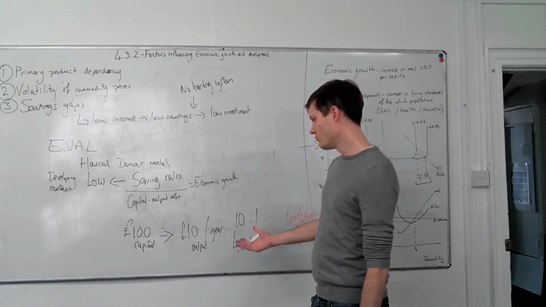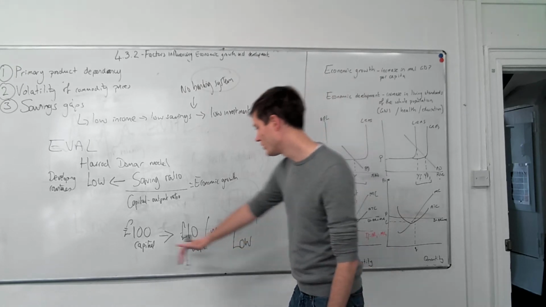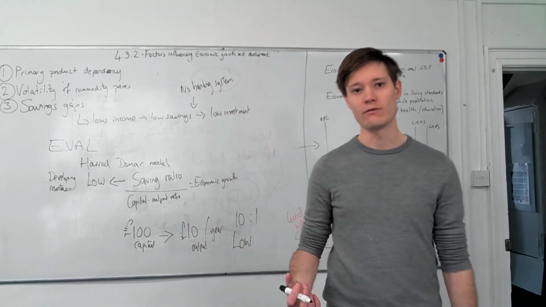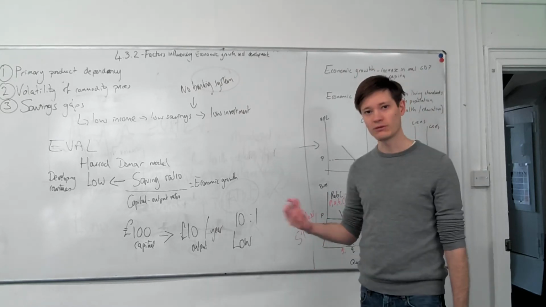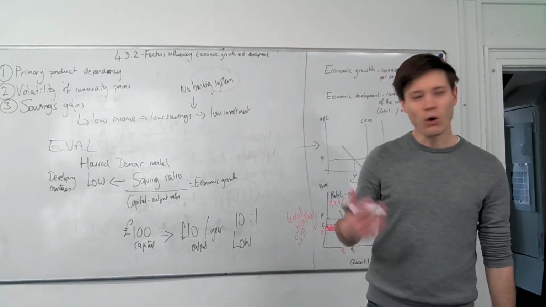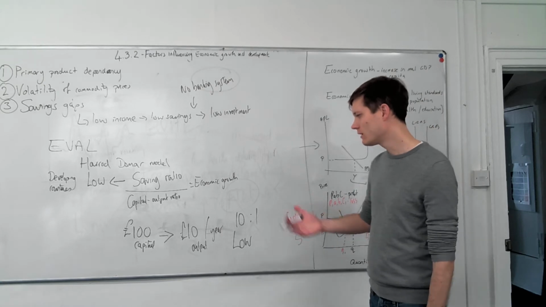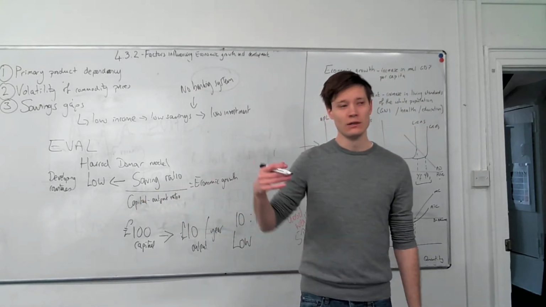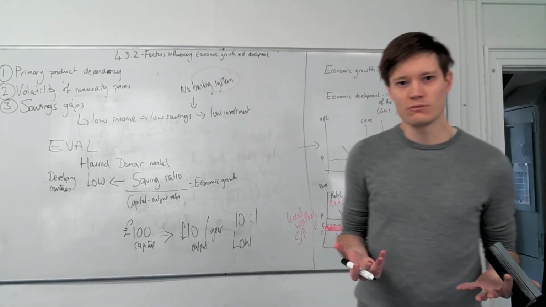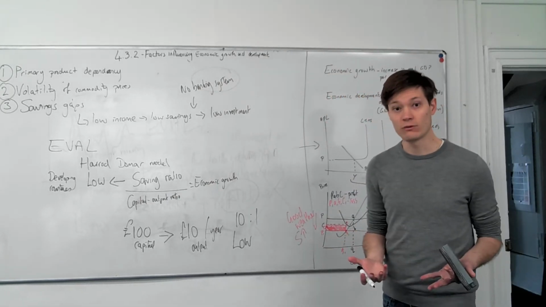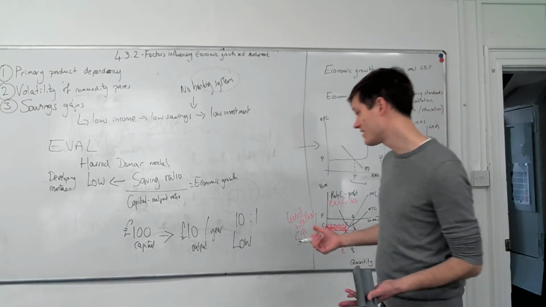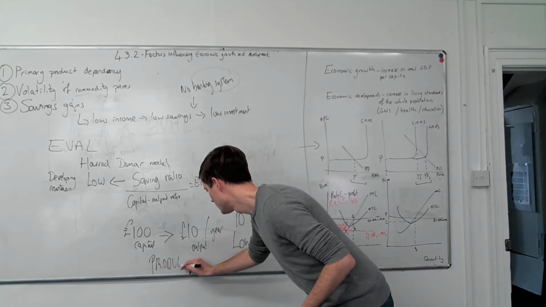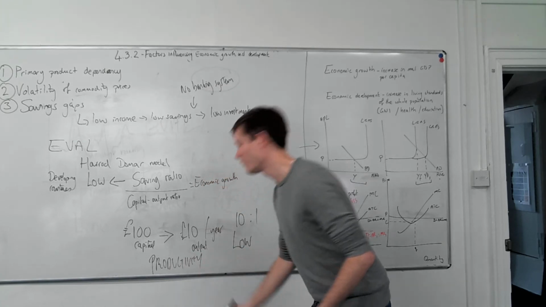Now, if you wanted a high capital output ratio, perhaps £100 of capital would create £1,000 of output every year. That would be a high capital output ratio. So why would a capital output ratio be high or low? Well, part of it is due to the type of capital you're using. It could be poor capital. It could just be poor technology, and therefore it's inefficient. So you're saying essentially that this is the productivity of your capital.